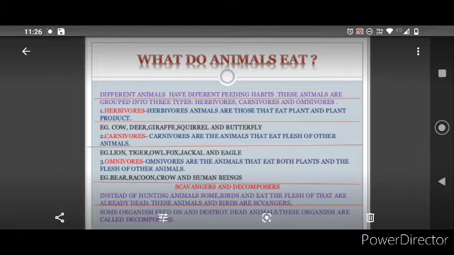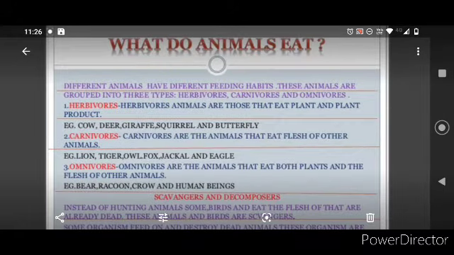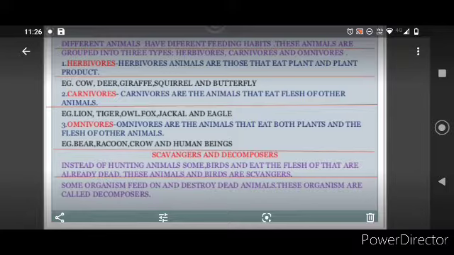Different animals have different eating, that is feeding, habits. These animals are grouped into three types: herbivores, carnivores, and omnivores. Herbivores are the animals that eat plants and plant products, like cow, deer, giraffe, squirrel, and butterfly. Carnivores are the animals that eat the flesh of other animals, like lion, tiger, owl, fox, eagle, and so on. Omnivores are the animals that eat both plants and the flesh of other animals: bear, raccoon, crow, and human beings.